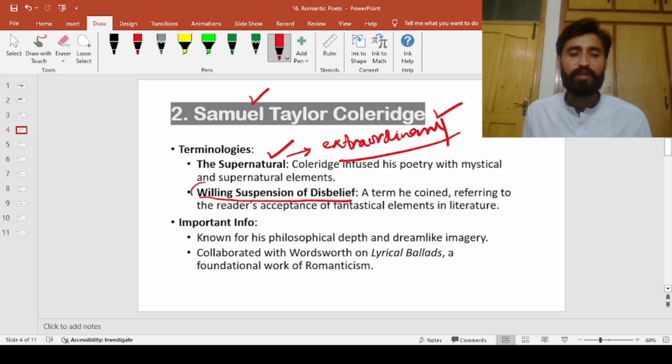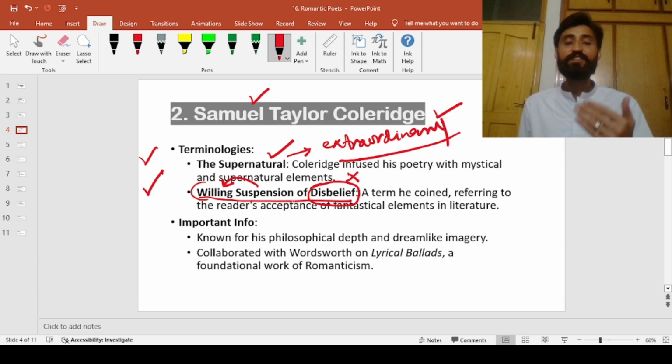Now, willing suspension of disbelief, it means that whatever a writer is writing for you, you need to suspend your will. So you cannot say that this cannot be possible, this is not possible, this is something extraordinary, supernatural. So the element of disbelief that you have, you have to end it there, okay? In order to understand the philosophy and the idea of the writer properly. So you have to willingly suspend the element of disbelief in order to understand that particular writer.